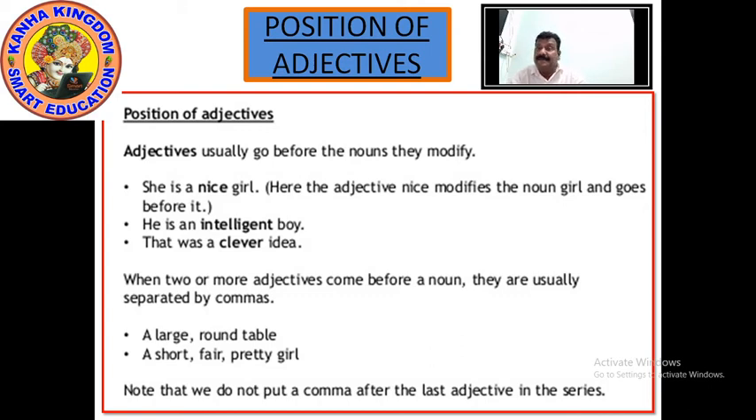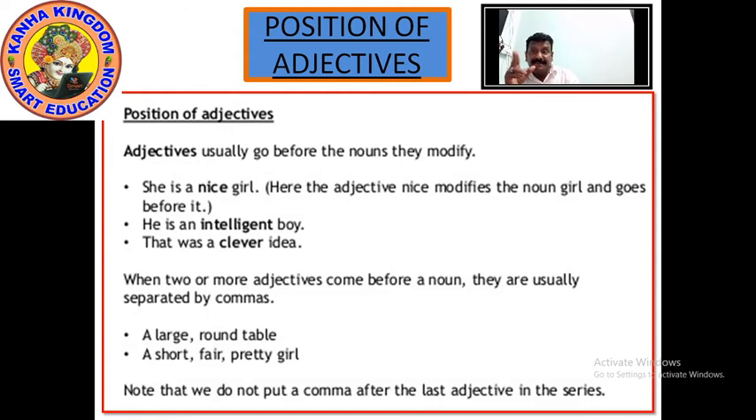She is a nice girl. Here the adjective nice modifies the noun girl and goes before it. Girl is what? Girl is the noun. Here the adjective nice is saying about the quality. See the position of adjectives here. Adjectives usually go before the noun they modify. Whenever there is modification, adjectives are the modifiers.